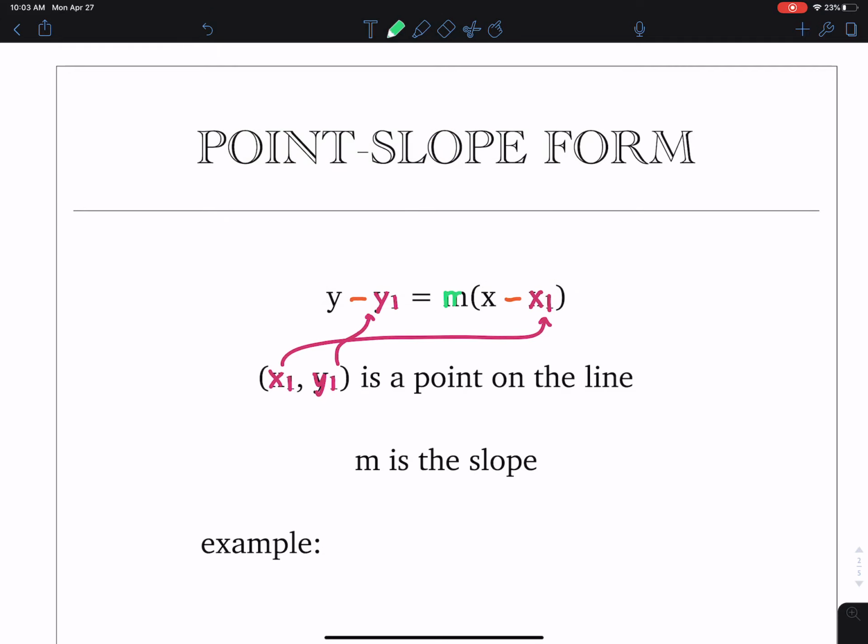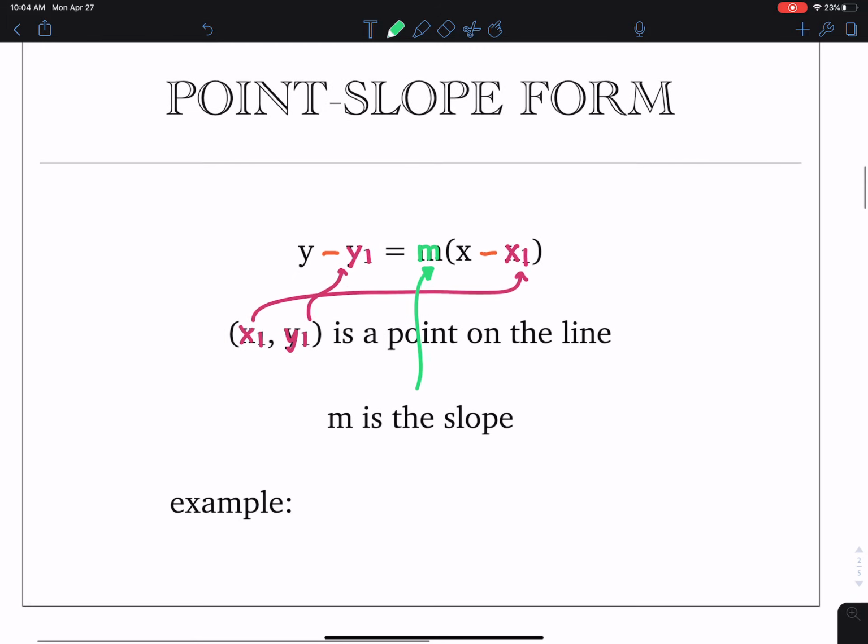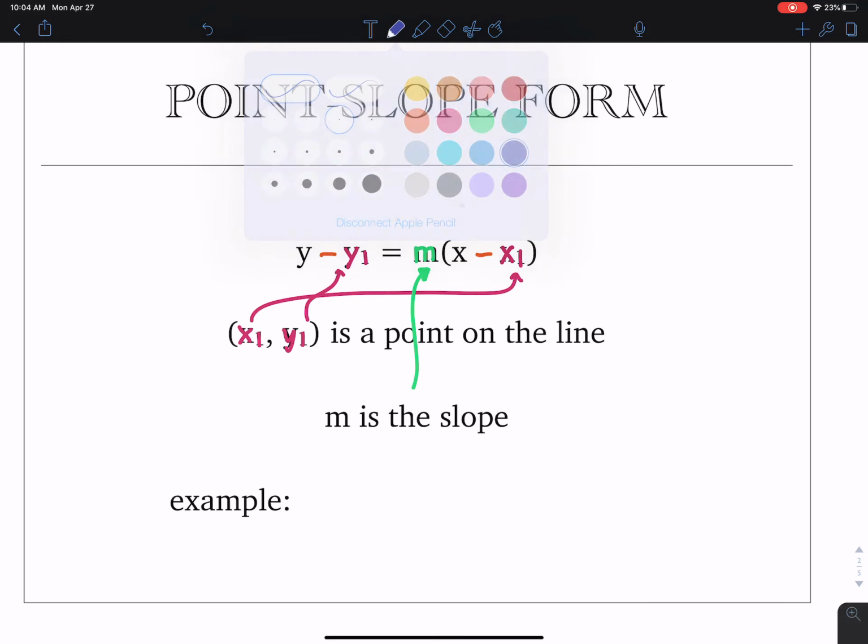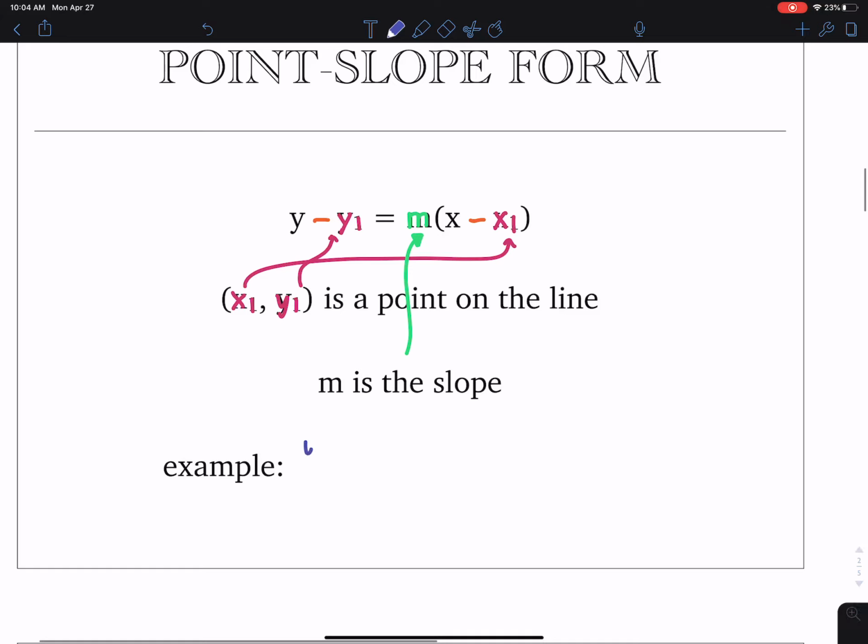And m is our slope. So you can still find m pretty easily. It's going to be your coefficient of x when you have parentheses in point-slope form. It's the number that's right outside of the parentheses. So I'll give you 3 quick little examples.